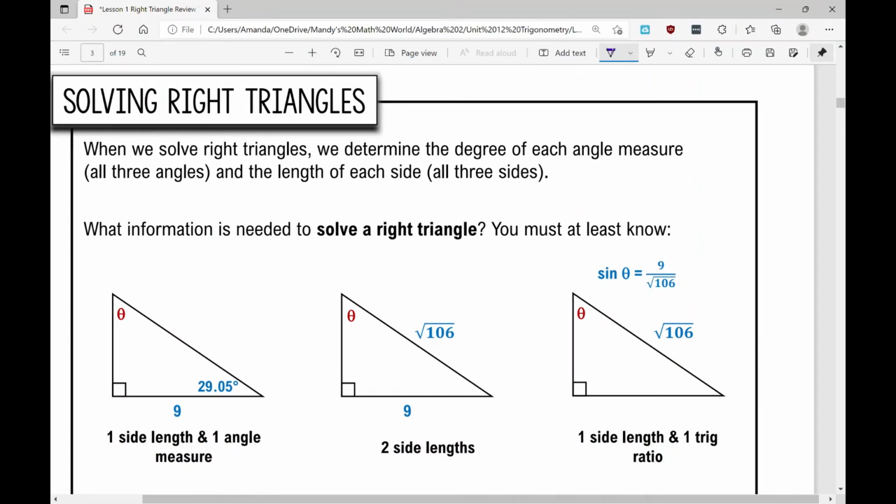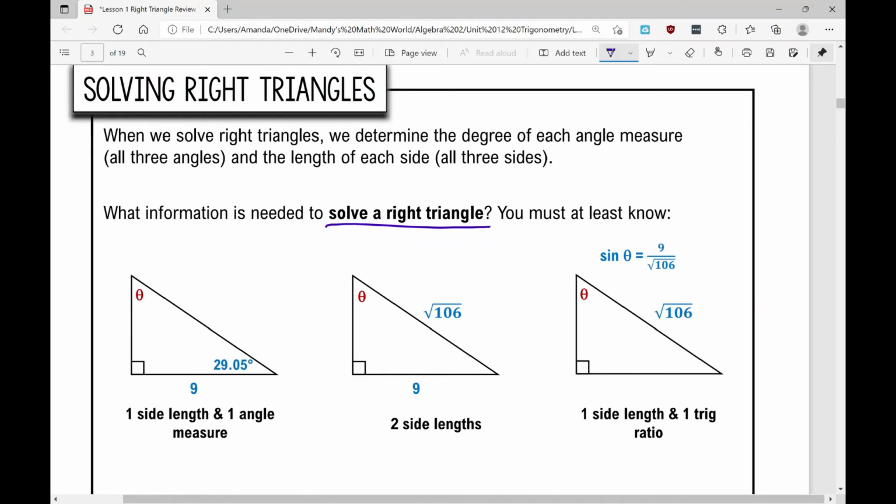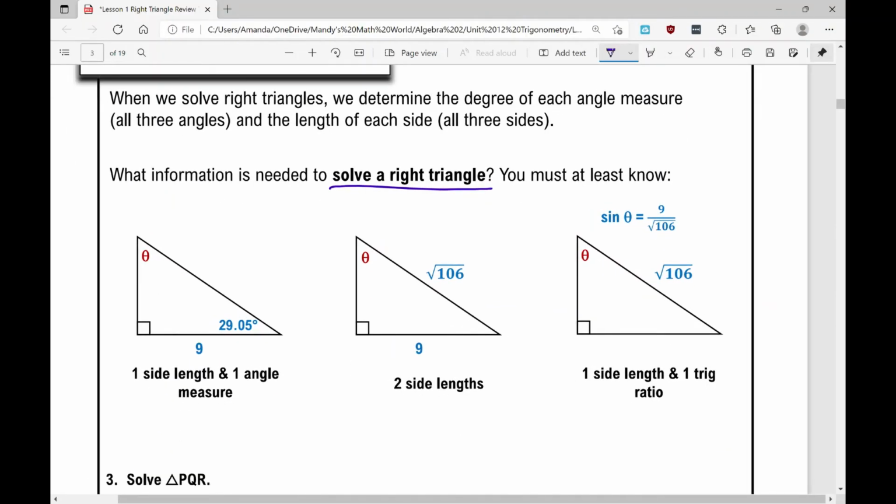What does this mean? When we solve right triangles, we determine the degree of each angle measure, all 3 angles, and the length of each side, all 3 sides. So when you're solving a right triangle, you're finding every angle measure and the length of every side. What information is needed to solve a right triangle? You have to at least know one side length and one angle measure, just like this. You could also not know an angle measure, but you could know the lengths of 2 sides. That's all I would need.